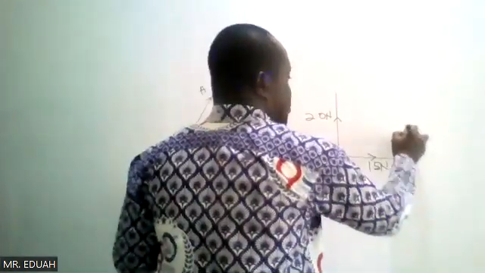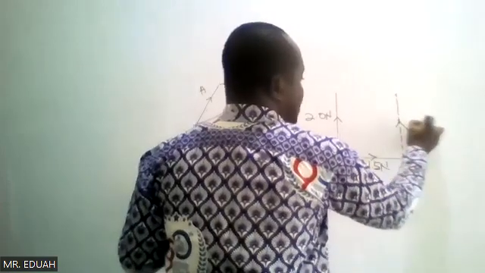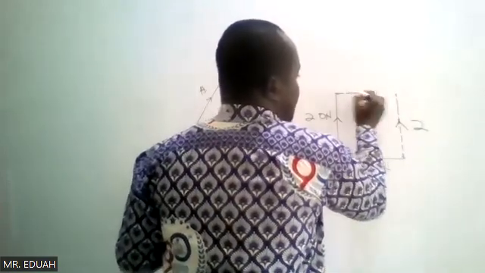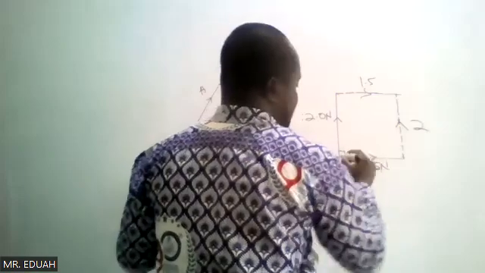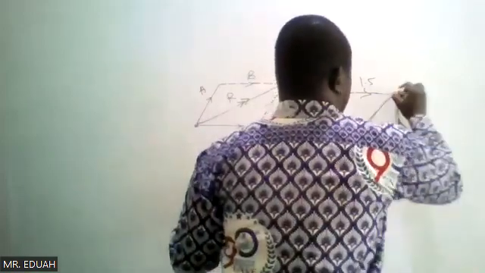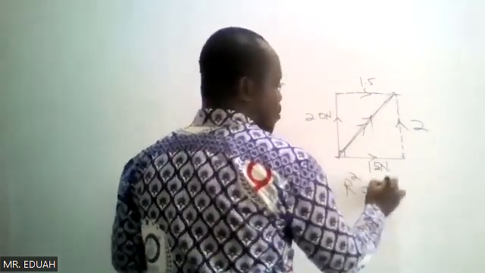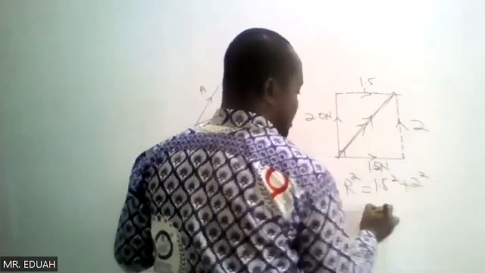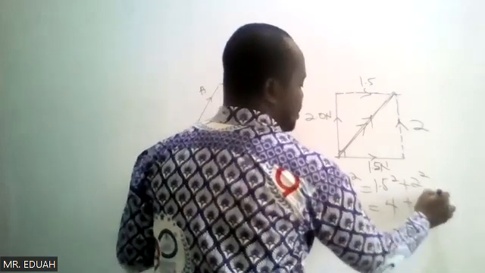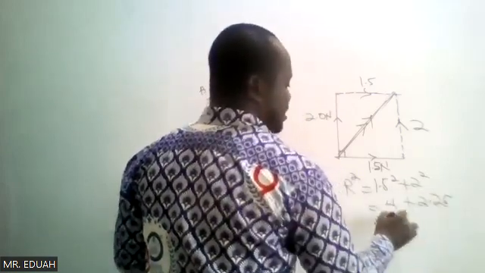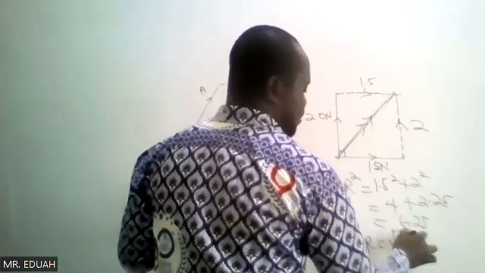So this will give you, if you resolve this, you have an equal vector 2. This is 1.5. So when you look at the directions, this becomes the resultant. So for the resultant, we have to use Pythagoras' theorem. 1.5 squared plus 2 squared. Okay, this is 4 plus 2.25, giving us 6.25. And so R is the square root of 6.25.